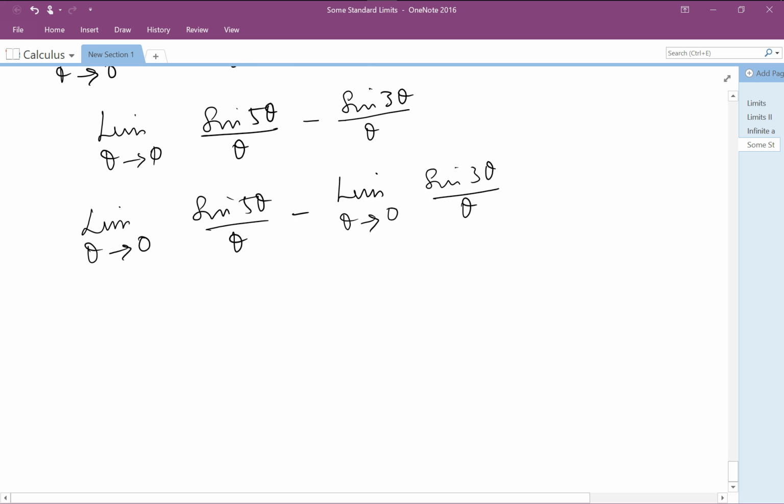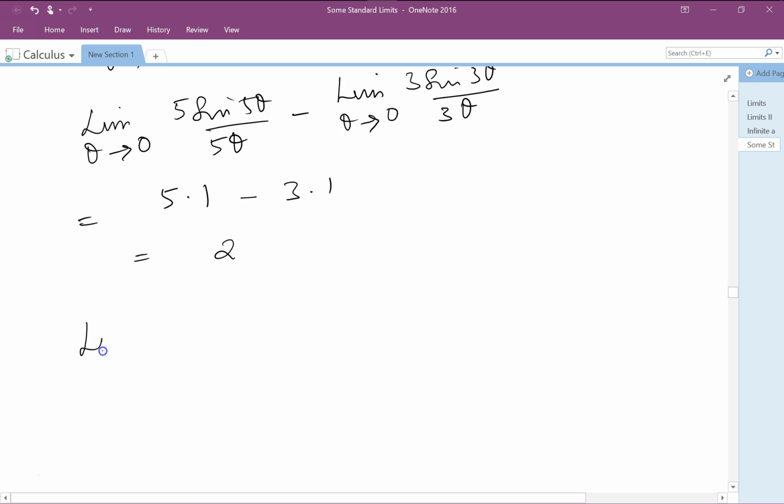Now the pattern says it should be 5 theta here in the denominator and here 3 theta in the denominator. So 5, 5 and 3, 3. So this becomes 5 times 1 minus 3 times 1, so which is 2.